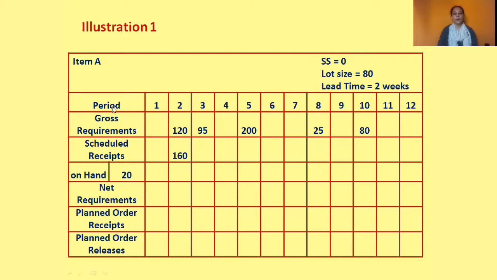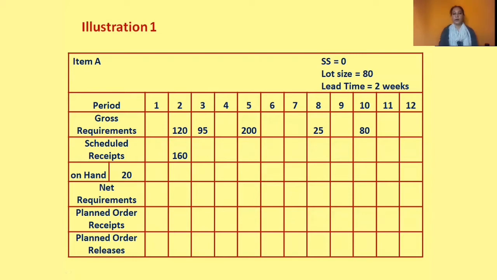Then in the first row of the table you can see we are given the periods. So that means we have to prepare the proforma for item A for 12 weeks. Then gross requirement for item A for the different periods are given in the second row. Scheduled receipt, it is 160 units for period 2. So scheduled receipt is a due order which we have not received in the previous periods, so we are receiving it here at the second period.